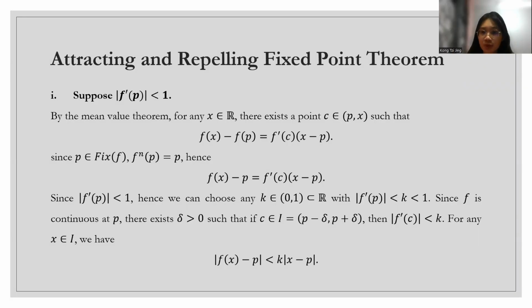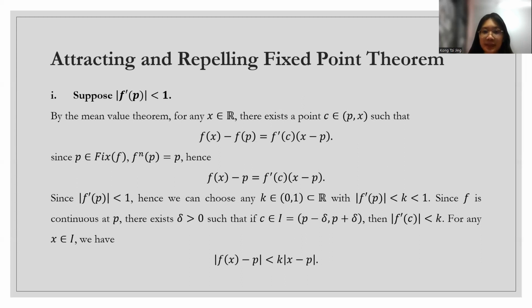Hello everyone, my name is Gong Zijing and I would like to continue explaining how to prove the attracting and repelling fixed point theorem. For the first part, which is the attracting fixed point theorem, we suppose that the absolute value of f'(p) is less than 1. By the mean value theorem, we know that for any x in the real numbers, there exists a point c in between p and x such that f(x) minus f(p) equals f'(c)(x minus p).